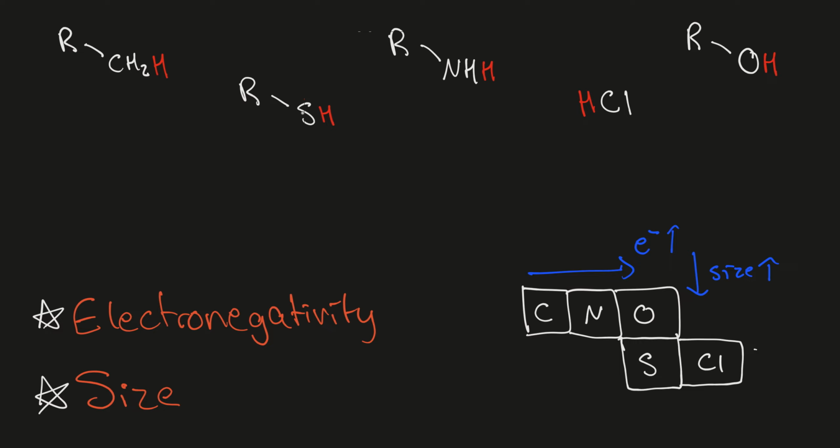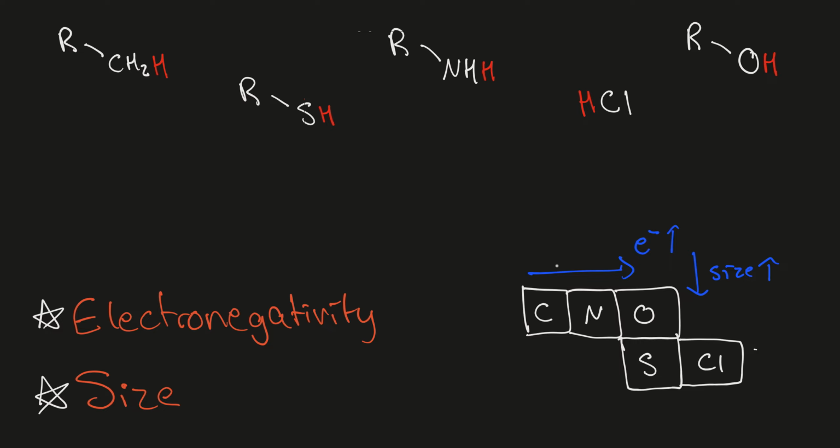So one of the popular problems in organic chemistry is ranking acidity, and it comes in many different forms and sizes, but one of the popular ones is electronegativity and size as the comparison. Now, if we look at the periodic table, as you move to the right, electronegativity increases, and as you move down, the size increases.